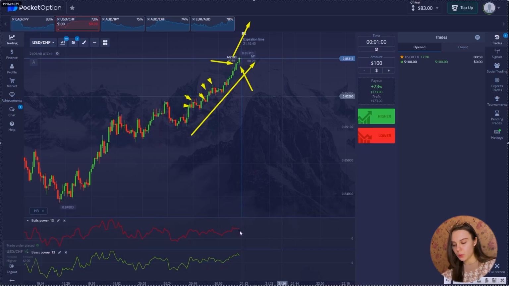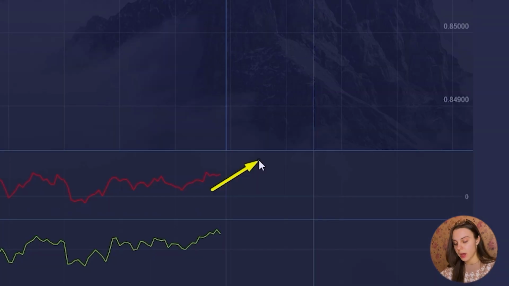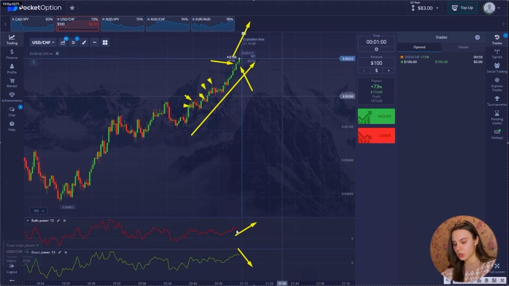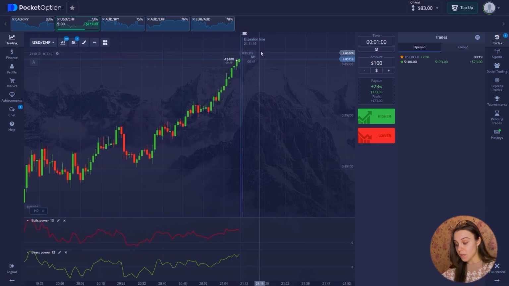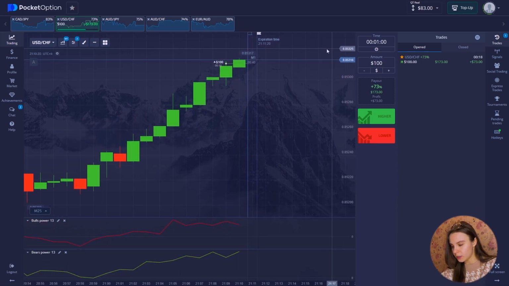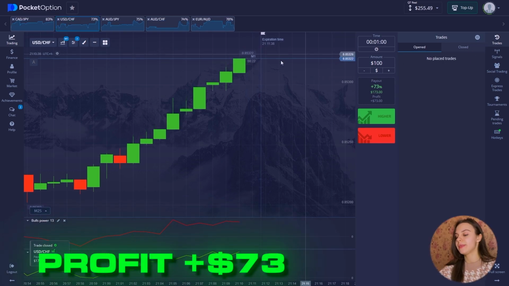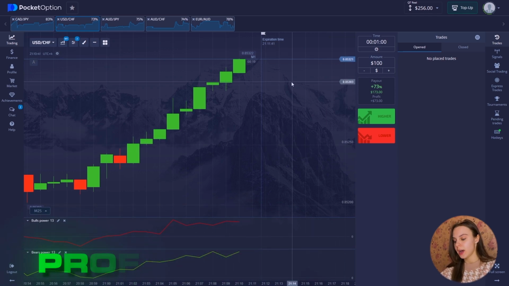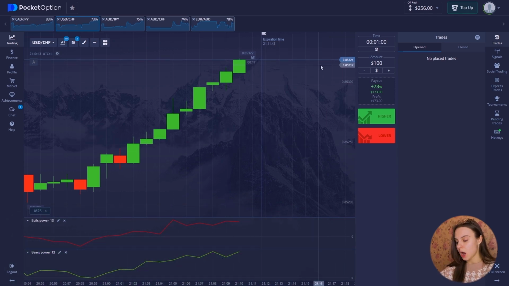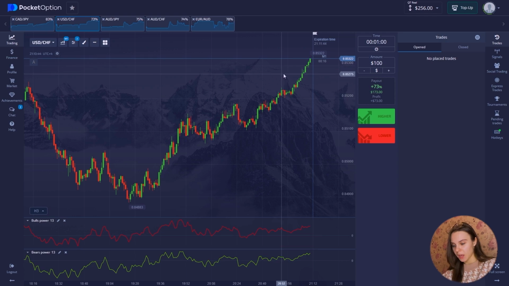We also see that we have bulls in the upper position and bears directed to the lower position, which shows the complete predominance of the bulls who are responsible for the upward trend. Let's now look at our market. And this transaction is closed in a plus, and our profit amounted to $73. And we're moving to the third currency pair, on which we will continue our trading session.